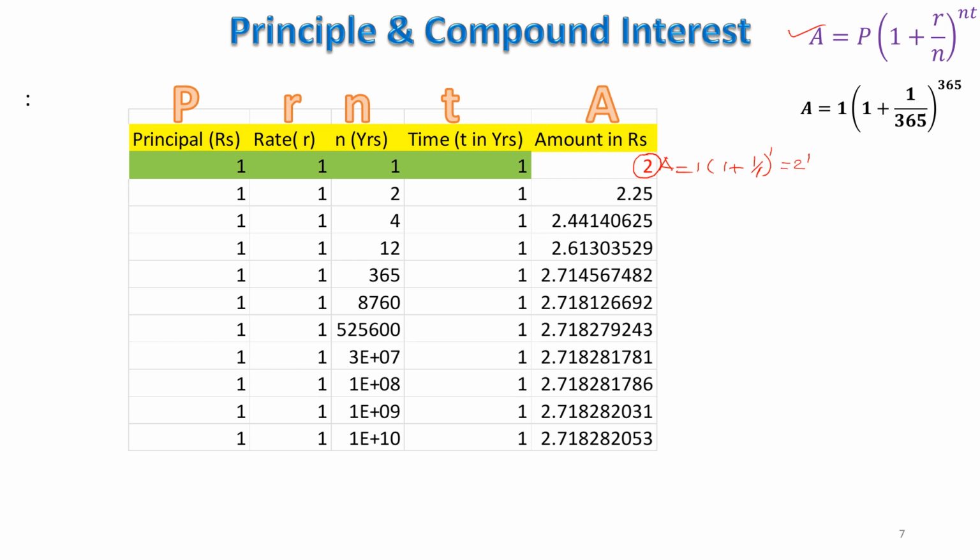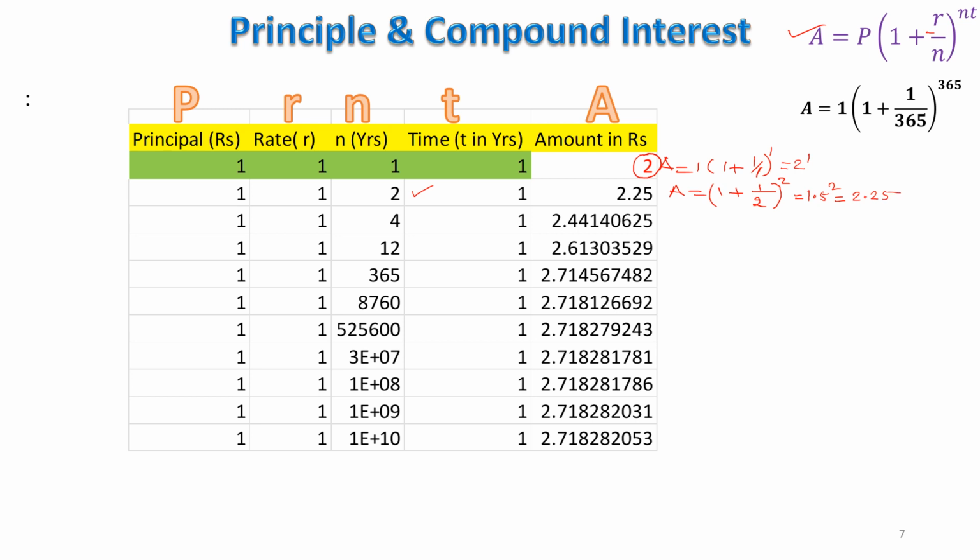But this time n is equal to 2. So A is equal to 1 plus 1 upon, our rate of interest is 1 and n is 2, 2 times assessment. So this to the power 2. So 1 plus half, that is 1.5 to the power 2. This leads to 2.25.